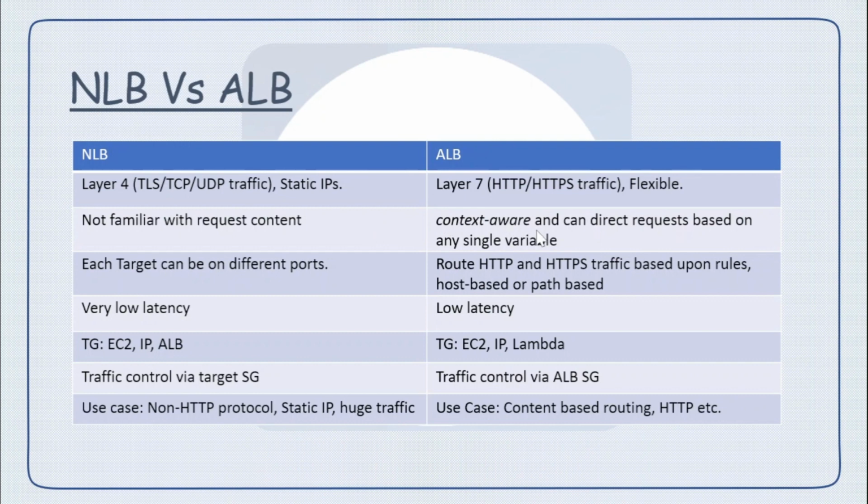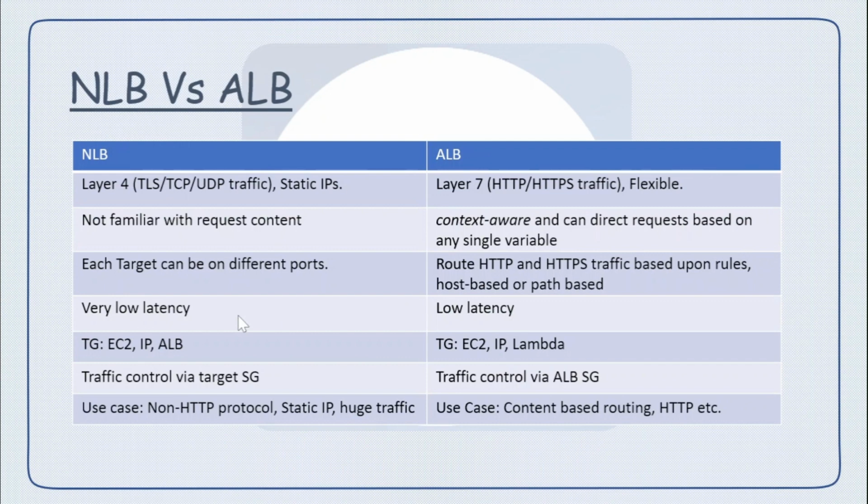ALB is context aware and it can direct your request based on any single variable, like it can pass your request to a target group based on path or any IPs, etc. But NLB does not have any such familiarity. NLB forwards to each target on different ports, whereas ALB can forward requests based on host-based or path-based routing as well. Since NLB does not have to do much processing or context-based routing, it is very fast.